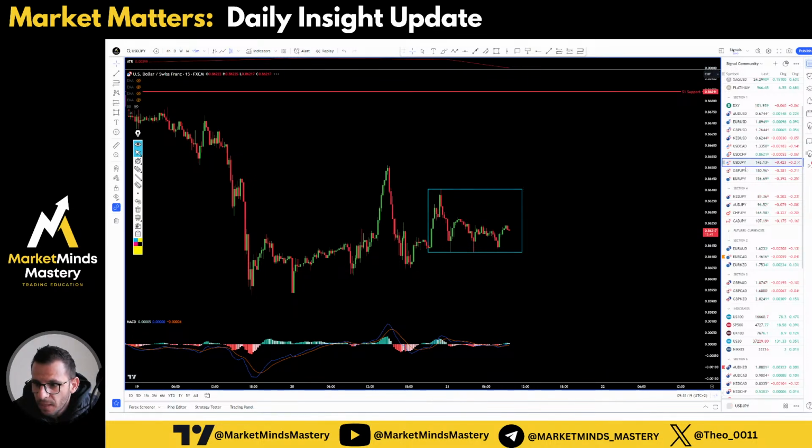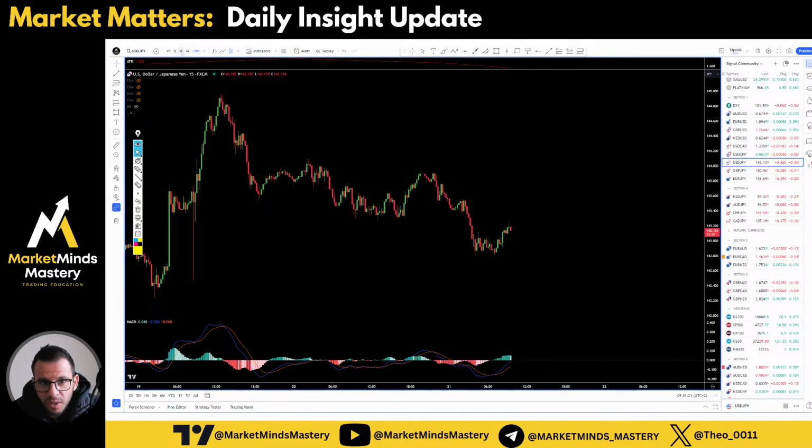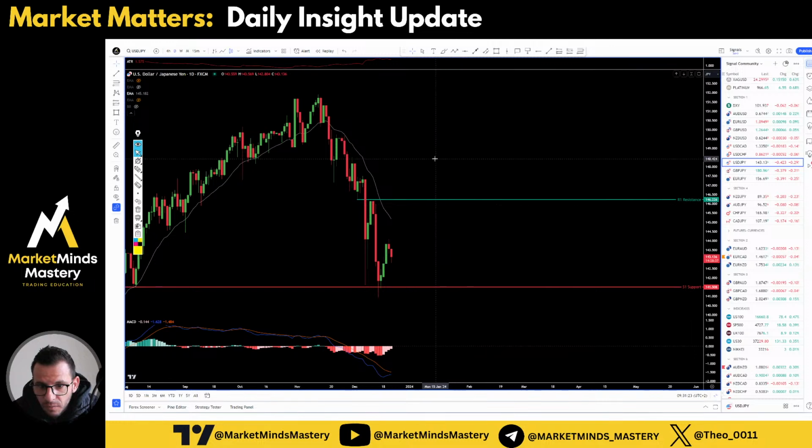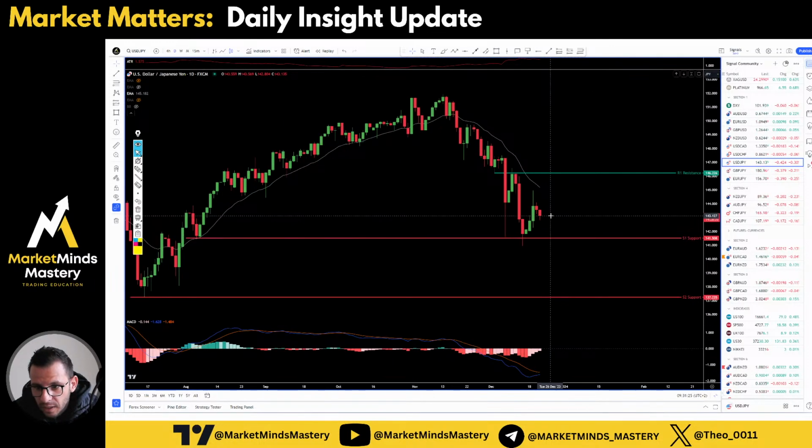Okay, next one, USD/JPY. Today we are likely still looking for short positions on this one. Price makes this lower low, it makes this lower high. Let's wait to see if this lower high will be confirmed as a lower high, only if the price today closes below this low here.